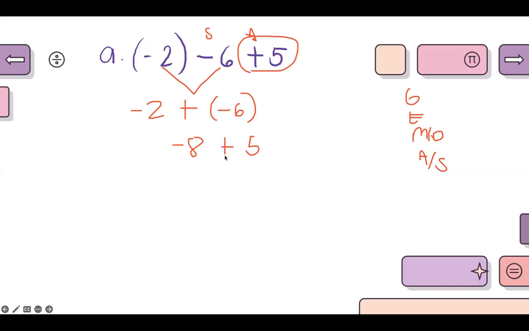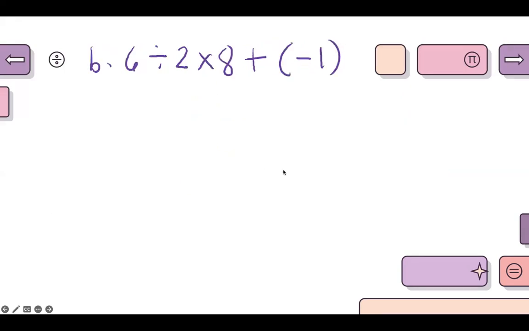So we are adding different sign, meaning to say we need to subtract the numbers. 8 minus 5, 3. What would be our sign? We need to copy the sign of the number with a greater value, which is negative. So this is now our final answer.